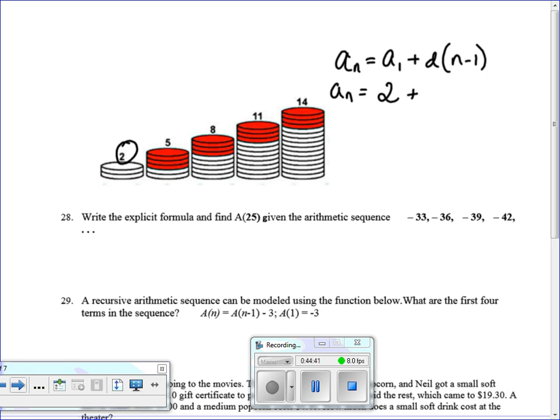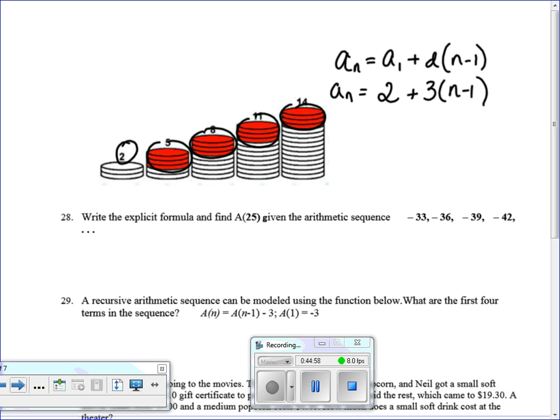And we also need to know the common difference. So what are we adding each time? So in this particular case, we are adding 3 to the next term to get our term. So our common difference would be positive 3 and n minus 1.